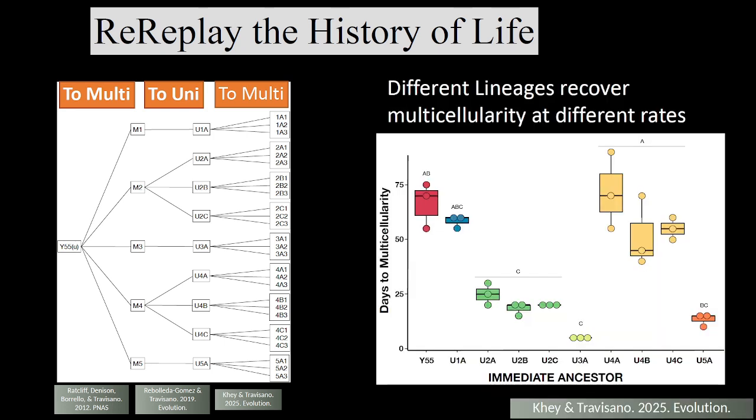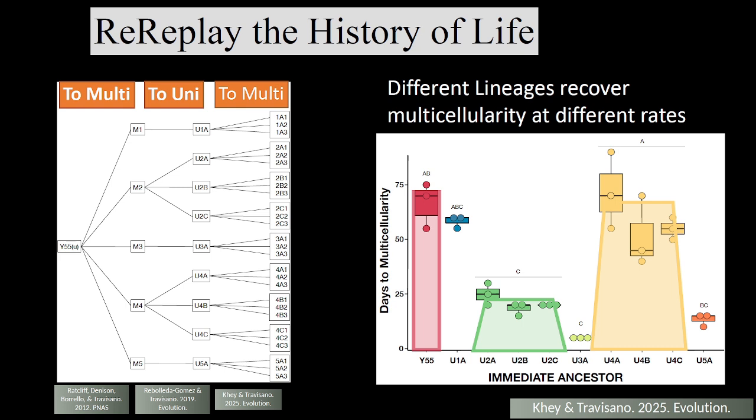So without going into any detail, what you can see is that on the y-axis, we have days to multicellularity. Some of them took a long time. Some of them took a lot less. So this is about 25 days. This is closer to 60 or 70. So depending on who your ancestor was, it took a lot longer or a lot less time. And this is actually the ancestor.